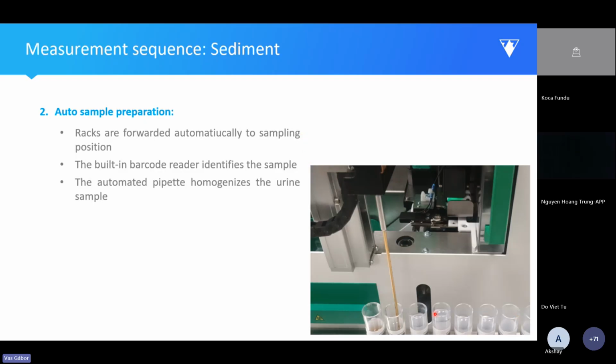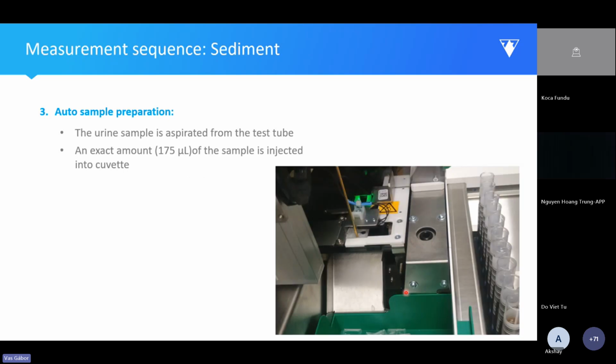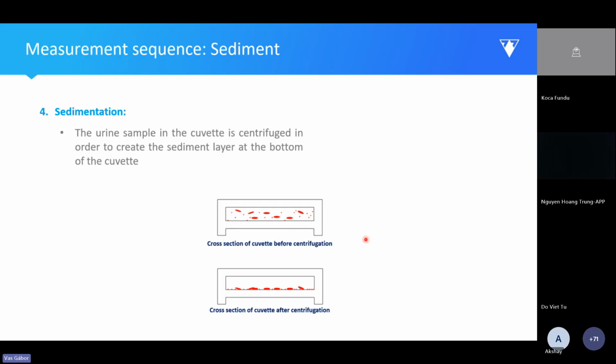So the rack is forwarded to the sampling position. The pipette comes out, the sample is identified by the barcode, and homogenization happens in the test tube. And then, as we can see here, is the cuvette, and the aspired, well-mixed urine is filled into the cuvette. The volume is 175 microliters, and the excess is aspired off.